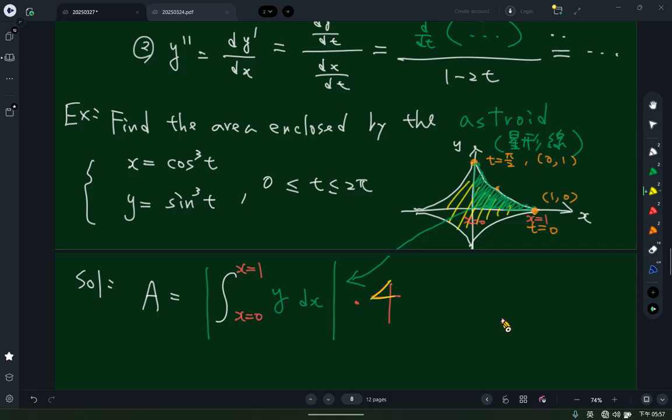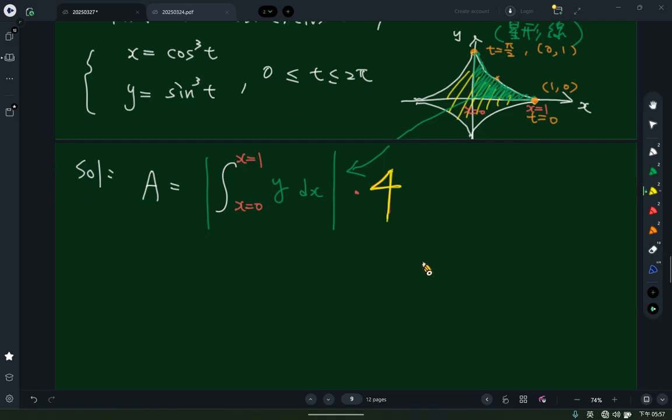Maybe I just use yellow one. Times 4. Then we can get the whole area, right? So then we just focus on this part. We just focus on this part. So then how can we deal with this one?